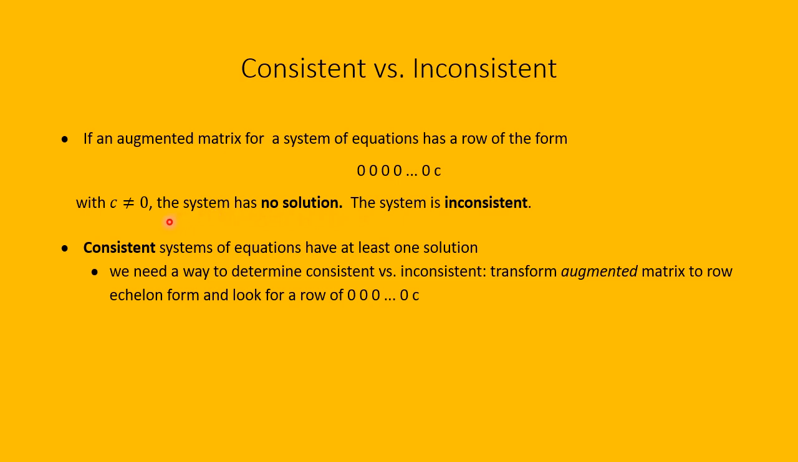On the other hand, consistent systems of equations are systems of equations that have at least one solution. So we need to find a way to determine whether a system is consistent or inconsistent. And what we'll do is transform the augmented matrix to row echelon form and then see if it has a row that consists of all of the elements being 0 except for the last element in that row.